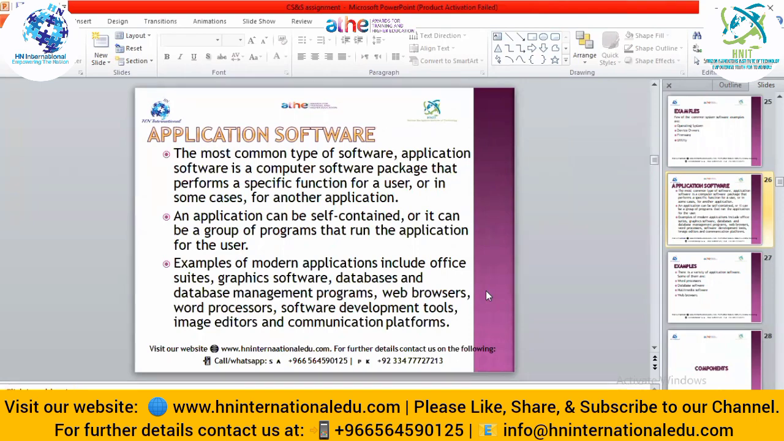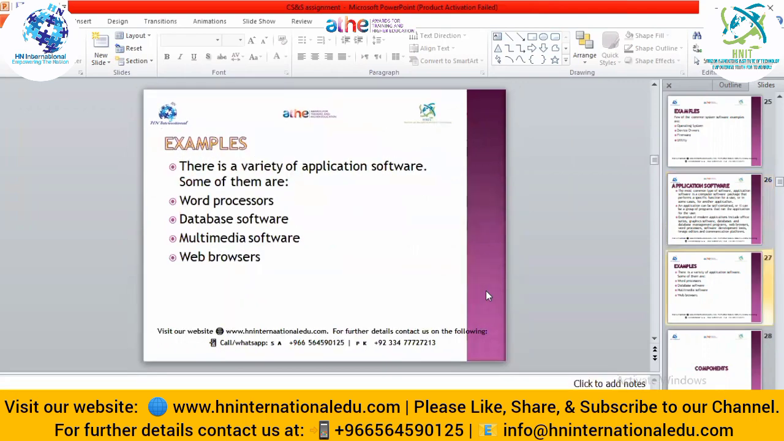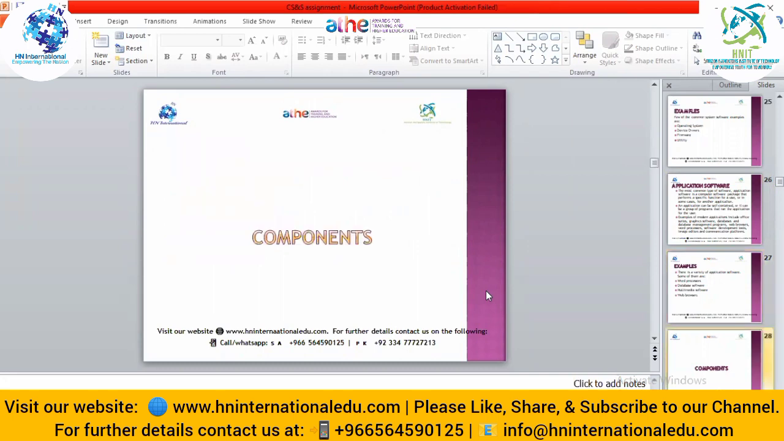An application can be self-contained or it can be a group of programs. Like Microsoft Office is a group of programs in which different tools are available: MS Word, MS PowerPoint, MS Excel, Access, etc. Examples of modern applications include Office Suites, graphic software, database management programs, web browsers, word processors, software development tools, image editors, and communication platforms. The different varieties of application software are these categories: word processor, database software, multimedia software, and web browsers.